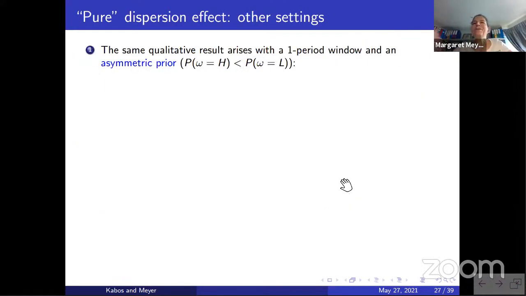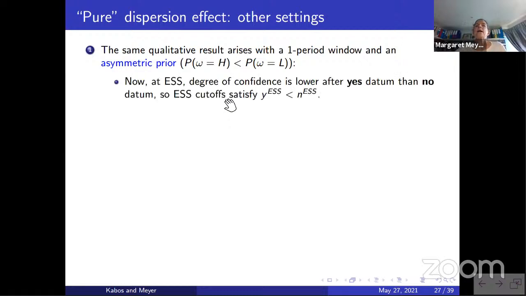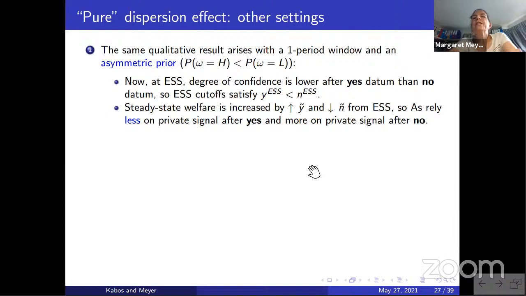The same qualitative result arises with a one period window and an asymmetric prior. Okay, so now let's suppose that the prior probability of the high state is less than that of the low state. Now at the ESS, an agent is less confident after seeing a yes datum than after seeing a no datum. So the ESS cutoffs, using the obvious notation, are going to involve a smaller critical value of P when you see a yes than when you see a no. The planner can increase steady state welfare by raising the cutoff following yes and lowering the cutoff following no from the ESS.